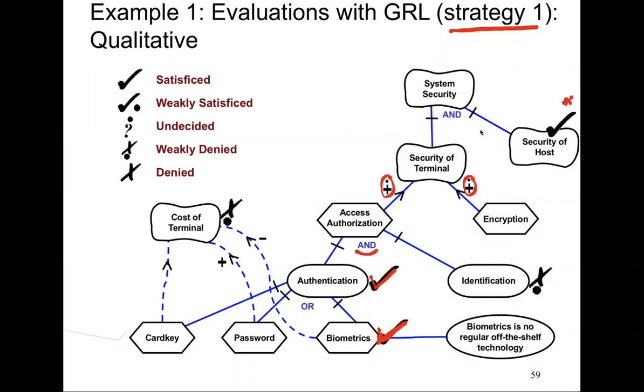Okay, and because biometric has a negative contribution to the cost of terminals, if this is fully satisfied, it will take it down because it's negative. So we're going to go from fully satisfied to weakly denied. And then the AND decomposition will take the minimum between fully satisfied and weakly denied. So the minimum between the two will be weakly denied. That's the access authorization task.